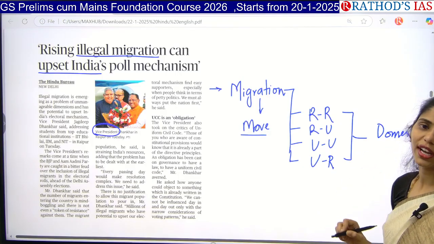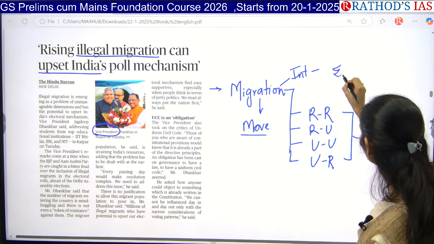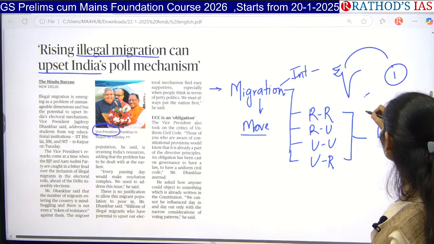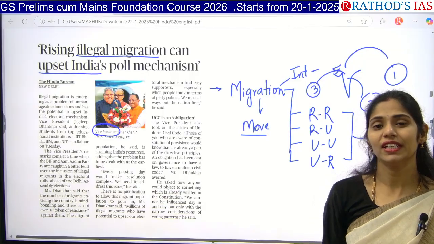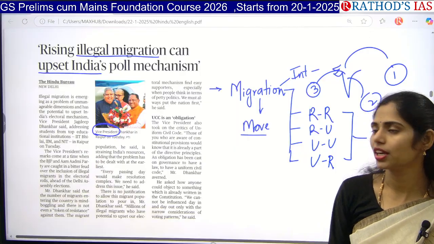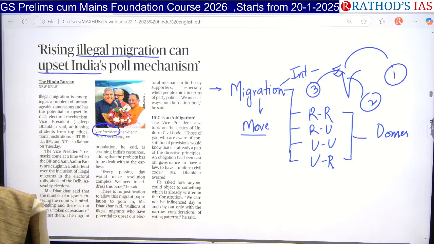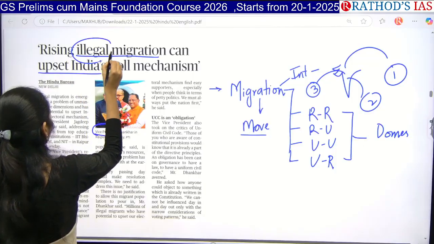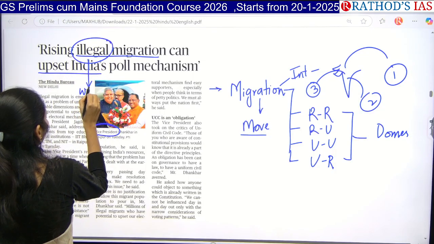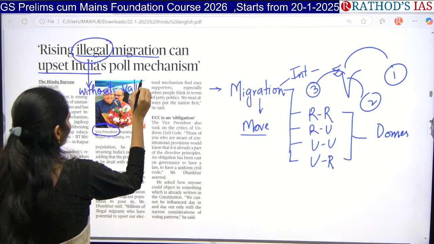And there is also one more kind of migration that is called international migration. International migration is nothing but migration between countries. So India and country 1, India and country 2. Whenever migration is happening between countries, that is called international migration. And as you all know, India shares borders with different countries like Pakistan, Afghanistan, Bangladesh, Bhutan, Myanmar, Nepal. So there is a threat of international migration, that too illegal. So what is the meaning of illegal? Illegal is nothing but without valid documents. Wherever people are entering India without valid documents, it is called illegal migration.